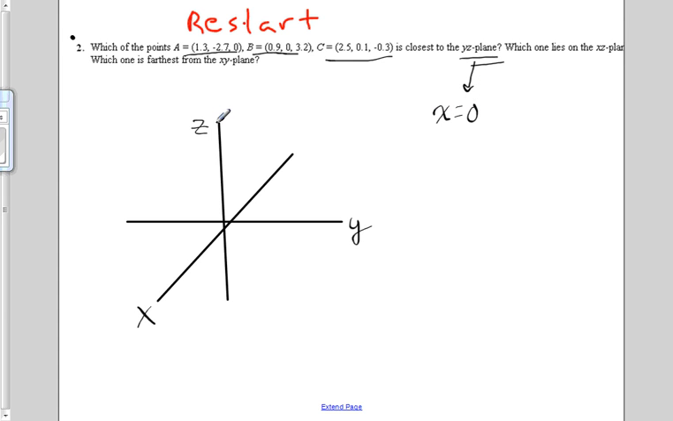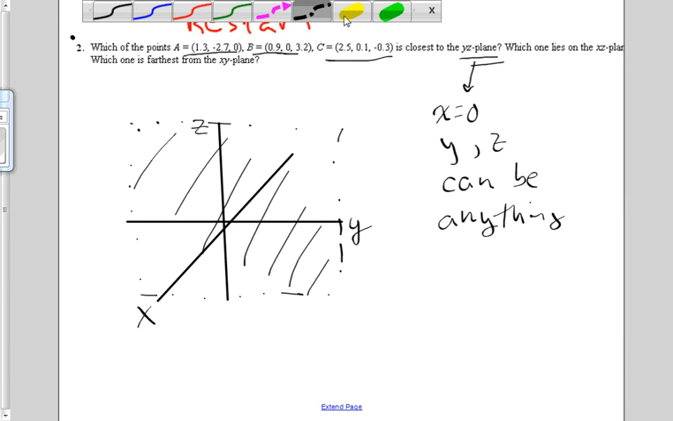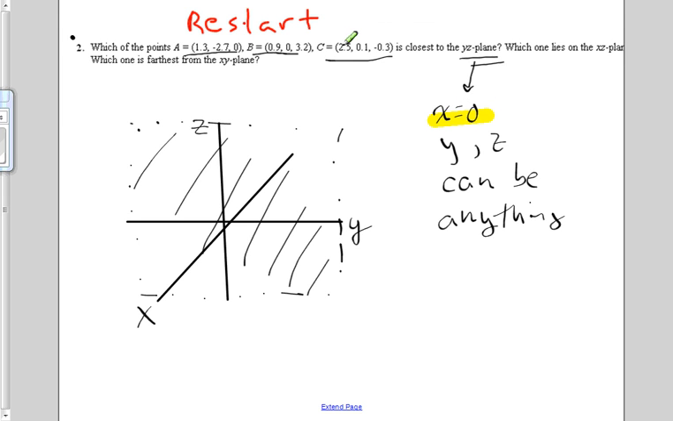So we're talking about this plane, kind of this vertical plane here, where all the X values are 0, and Y and Z can be anything. So what we're looking at then, if we're trying to find out which is closest to the YZ plane, similar to the problem that we did before, all we're saying is, which value of X is closest to X equals 0. So we're just looking at the X values.